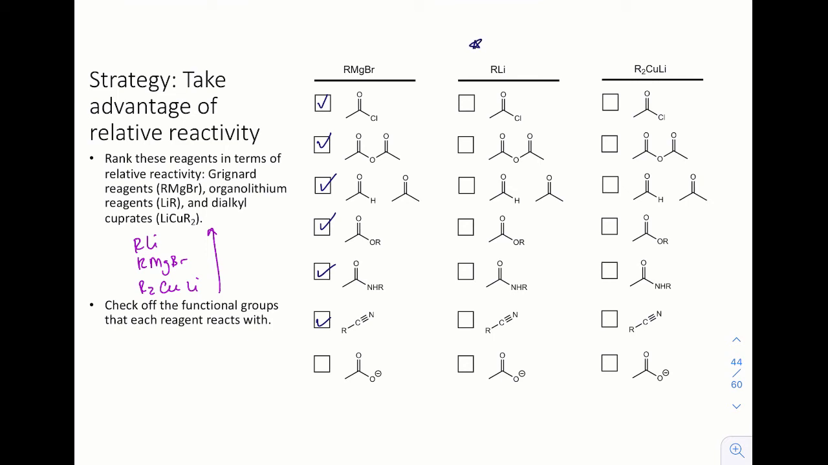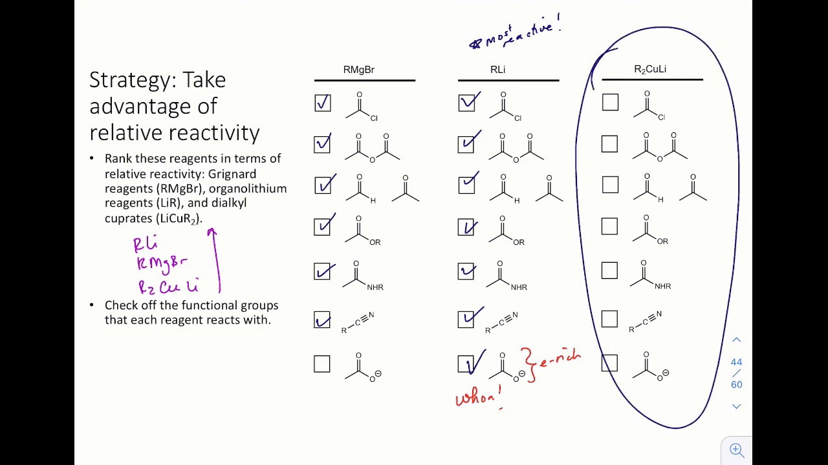Now, organolithiums, which are the most reactive of our carbanion delivering species, actually react with, as you would expect, all 6 of these functional groups and carboxylates. Whoa, organolithiums are so reactive, they even react with the electron-rich carboxylate. What about cuprates? Which of these polar pi bond containing functional groups do you think that cuprates may react with?